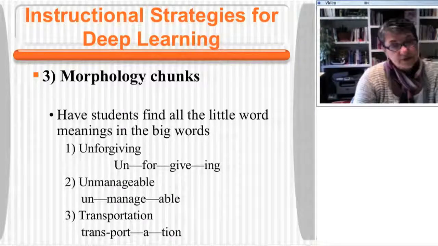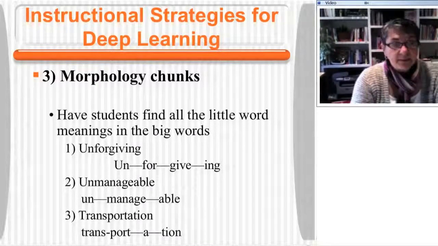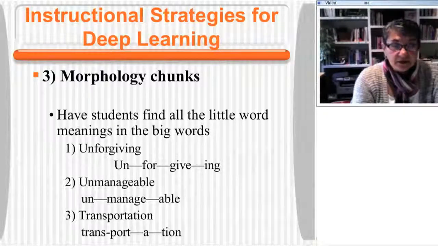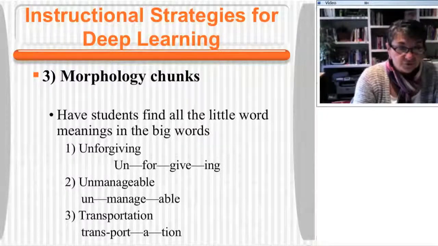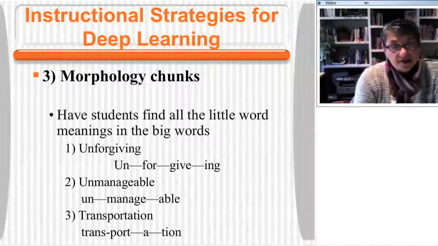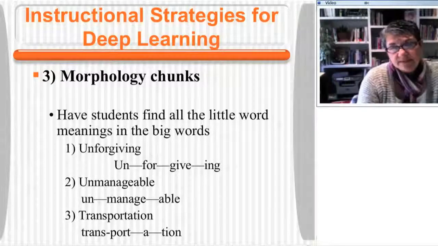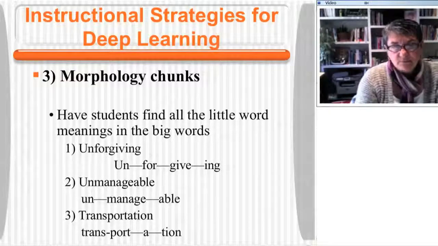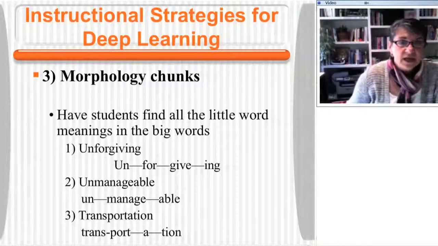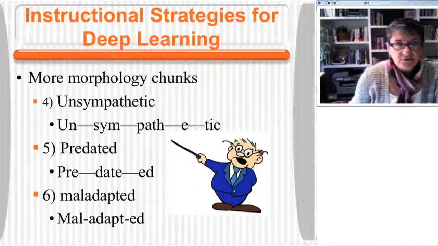Next word, transportation. We break it up into trans, port, and tion. And we look at the root word, which is the most important, transport. And trans is across, and port is to carry. So something that carries something across, and that will give us transportation. So you can see by this that breaking words up into the morphological chunks really helps students understand the words. I love this strategy, and it's good for all students.